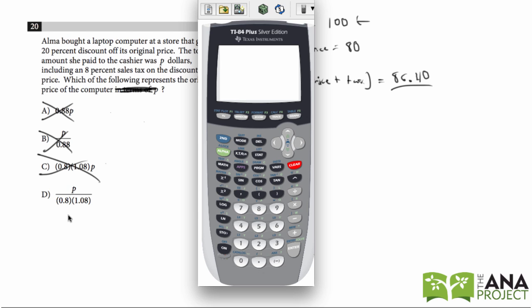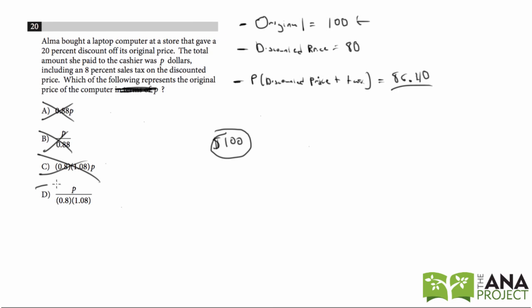Lastly, it's P divided by, be careful here, P, $86.40 divided by, this has to be in one quantity. So you have to make sure you're using your parentheses correctly when plugging it into the calculator. 0.8 times 1.08. And that gives us 100.